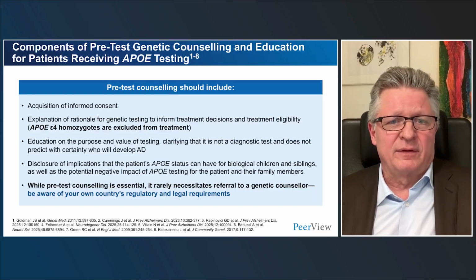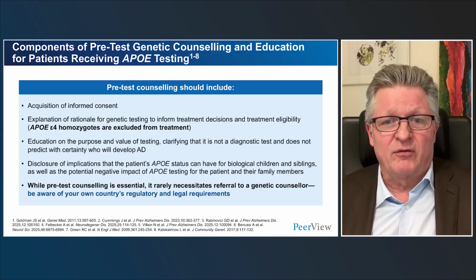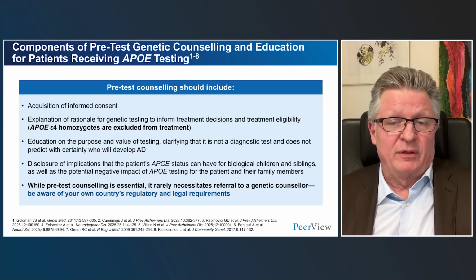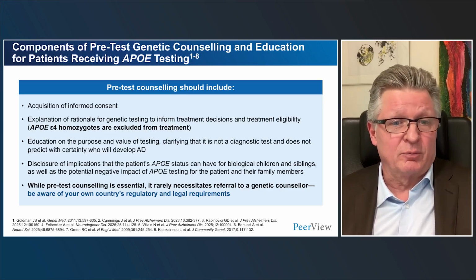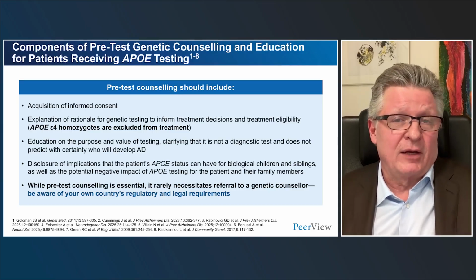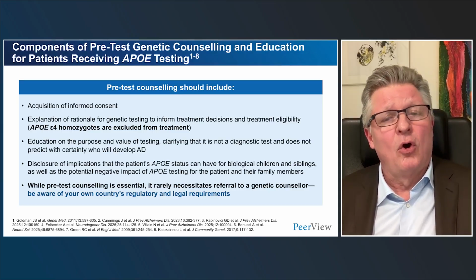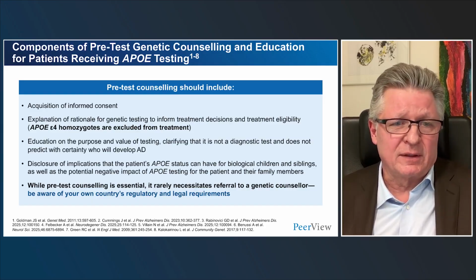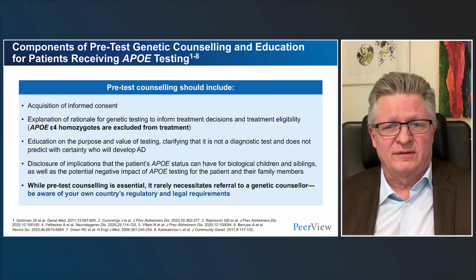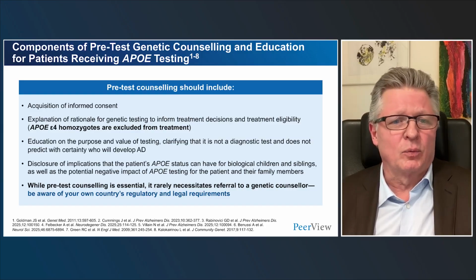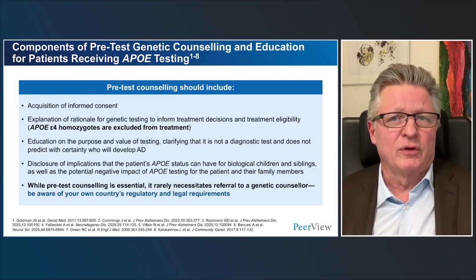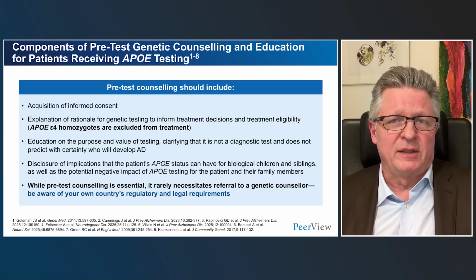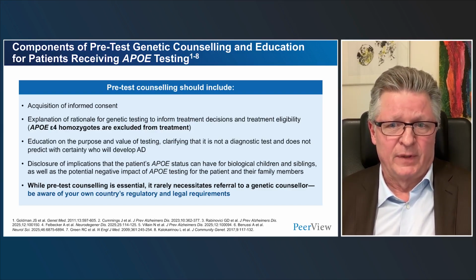Disclosure of implications: the patient's APOE4 status can have effects on biological children and siblings, as we discussed before, and it could potentially have negative impacts on family members when they know their APOE4 genotype and their risk. While pre-test counseling is essential, it rarely necessitates referral to a genetic counselor. This is what we discussed before. In Germany, for example, it's only the case if somebody is tested who does not have symptoms.